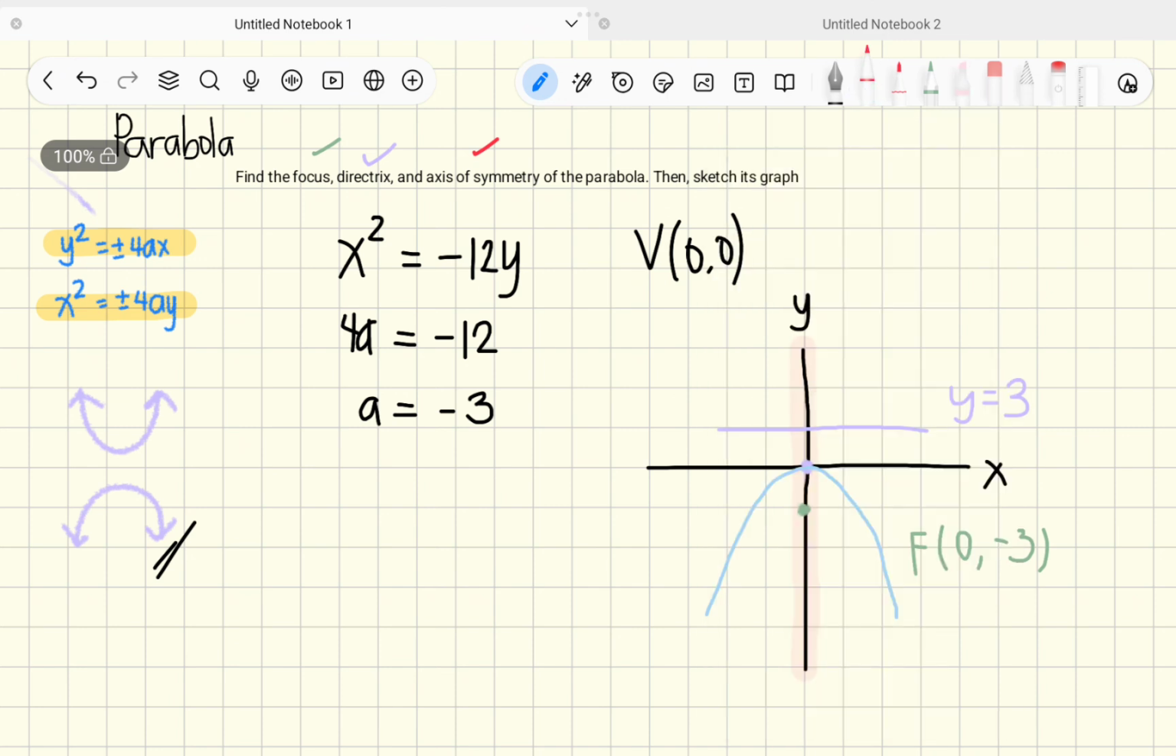Now what again is the equation that represents the y-axis? So we have x equals 0. Okay, that's it. So x squared equals negative 12y. The focal parameter is negative 3 or 3 units down from the vertex. So the vertex is at the origin. Your focus is defined by the point 0, negative 3. The directrix is defined by the line y equals 3. And your axis of symmetry is x equals 0.